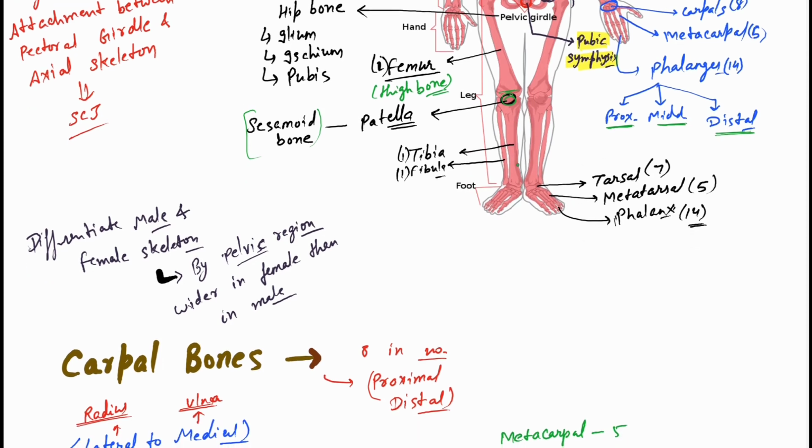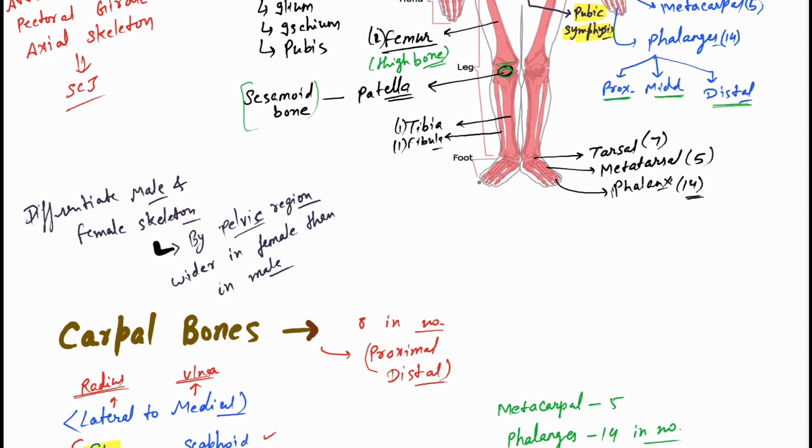And remember, the tibia and the fibula, these are the leg bones, and they run from the knee to the ankle. So tibia is medial and fibula is lateral. Remember, the tibia is the medial bone, and fibula is lateral, as you can see in the diagrams. So medial and lateral, all we know.